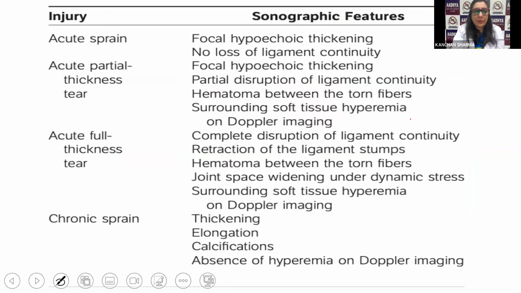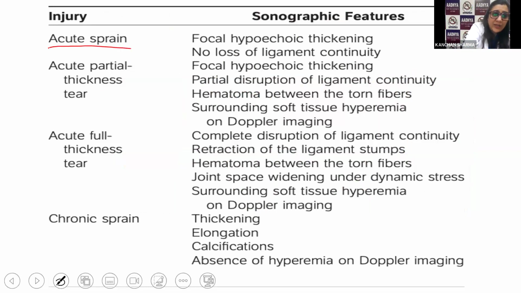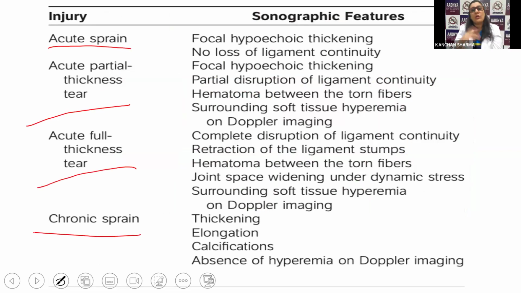So this is very important. It is not only for this lesion alone, but you should remember it for all; you can take a screenshot when you are listening to the recording. You can have an acute sprain, a partial thickness tear, a full thickness tear, or a chronic sprain. These are the sonographic features of it, which you can go back to and concentrate on more.